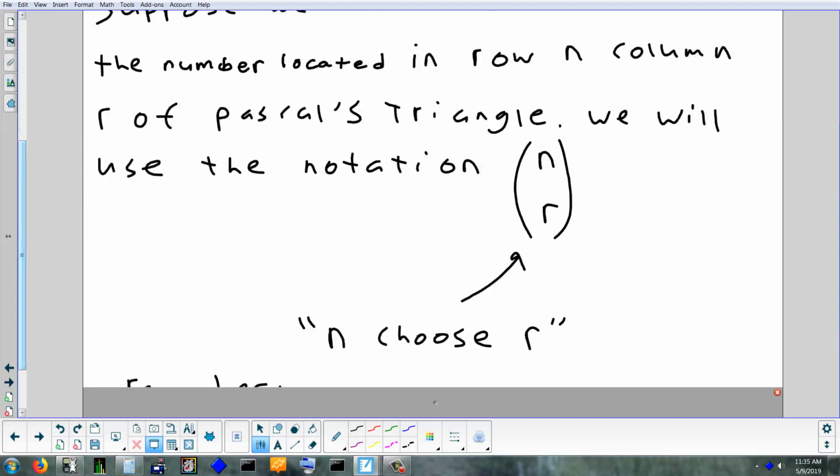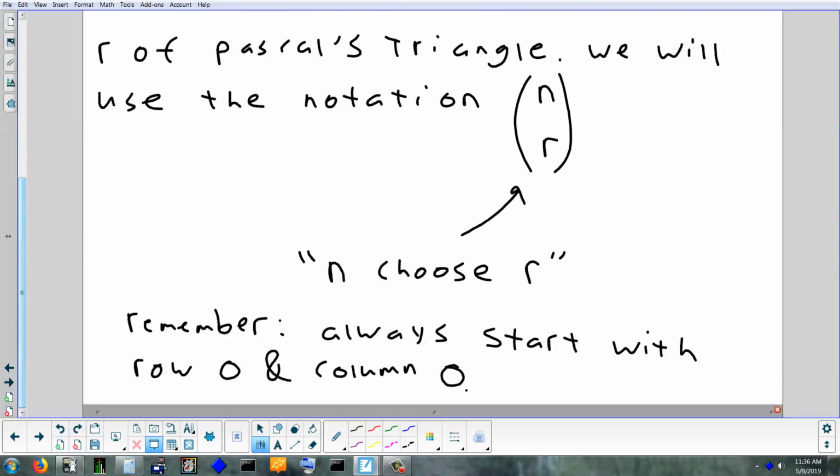The reason we pronounce it that way is because when we get into probability, this also happens to be, let's say you had 10 objects and you want to choose 3 of them. That's the number of ways you can do that. If you had 10 different colored markers and I said, okay, pick 3, it's the number of ways you could pick 3. What we have to remember though is when you use Pascal's triangle, you start with row 0, column 0. Don't start with row 1, column 1. If you do that, you're going to be off on everything.